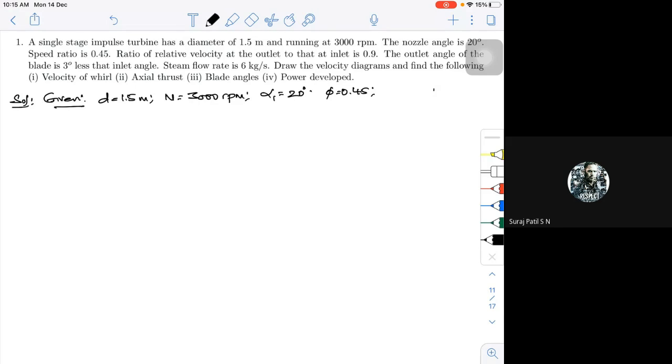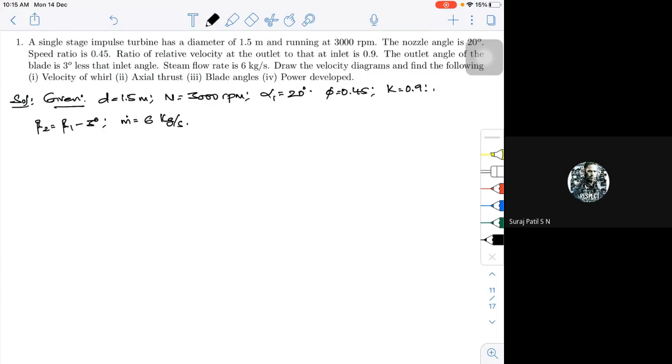Then I have a friction factor, you can take it as K, which is equal to 0.9, and then I have beta 2 is equal to beta 1 minus 3 degrees. Then I have my mass flow rate, which is equal to 6 kg per second. This is the data given.